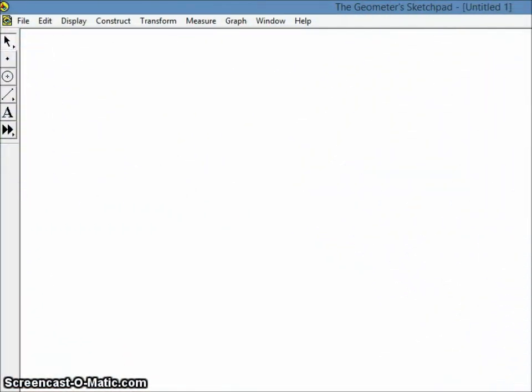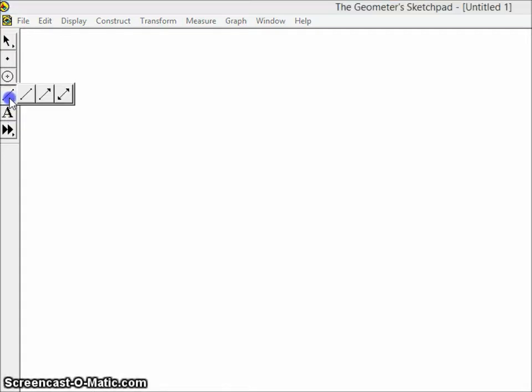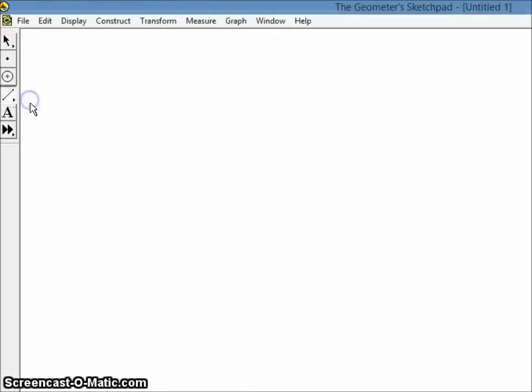Hello! Today we're going to be using Geometer Sketchpad to look at making some regular polygons. And we're going to be doing that a slightly different way than we have before. So we're going to start with a regular triangle, which we usually call an equilateral triangle. We're going to start with our straight edge tool and make sure that we have a segment selected. We're going to start by just drawing a segment anywhere we want on the screen.